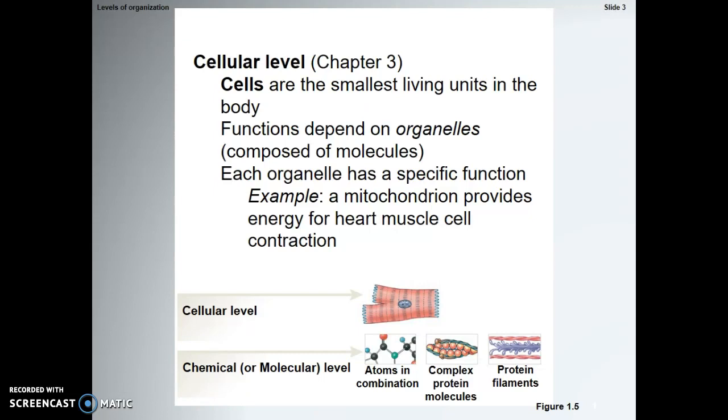The next level is the cellular level. The cell is the smallest living unit in any living thing. It's the smallest functional and structural unit of all life. And inside the cell will be organelles, or little organs, that have very specific functions. Just like your stomach has a specific function, the organelles each have a specific function.